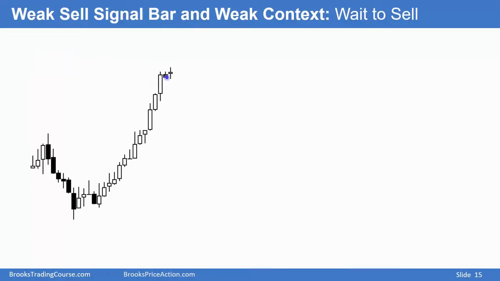We got a bear reversal bar here for a failed breakout above this high. You can argue low 2 short, low 1, low 2. Seriously, do you want to be selling below that bar? It's a small bar compared to these other bars. So it's a weak sell signal bar, even though it has a bear body.